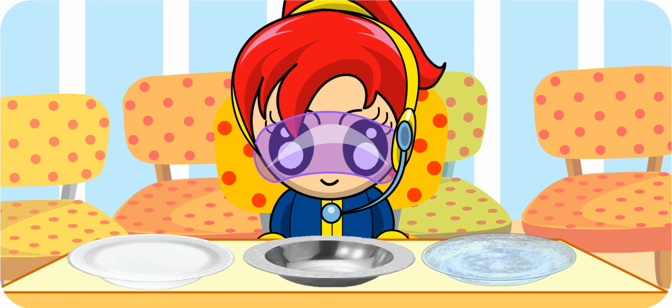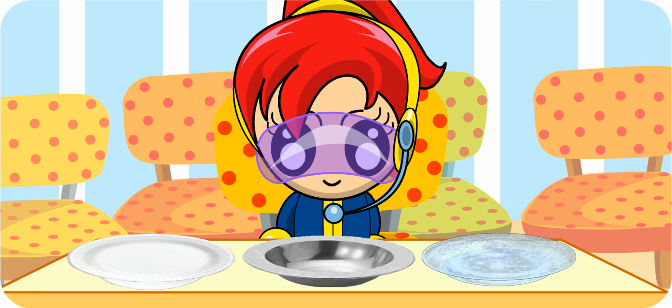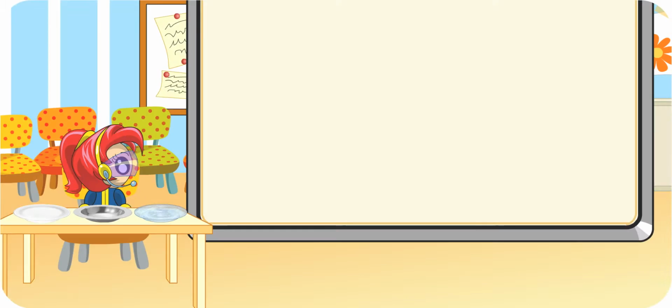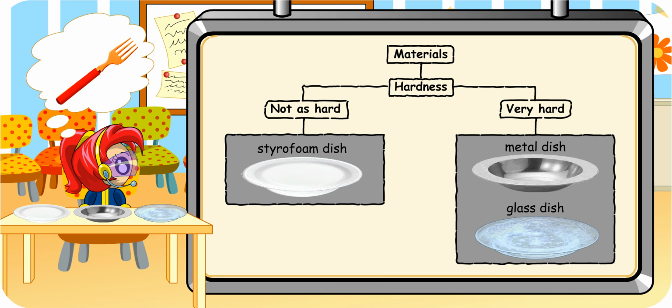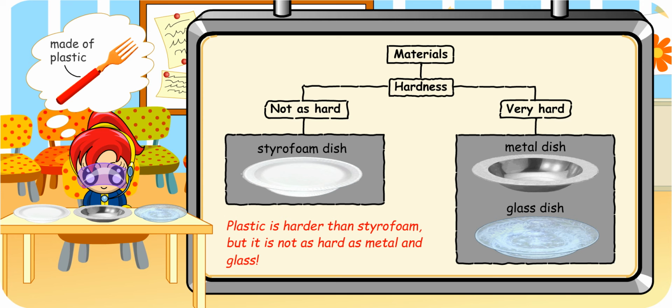How about these dishes? Arrange them into groups based on their hardness. How do I test their hardness, teacher? One simple method. Which dish has scratch marks, Turbo Girl? The styrofoam dish, teacher. Does this mean that the styrofoam dish is not as hard as the metal and glass dishes? You are correct, Turbo Girl. By the way, what material is the fork made of? It is made of plastic. That's right. This experiment also tells us that plastic is harder than styrofoam, but not as hard as metal and glass. Very good.